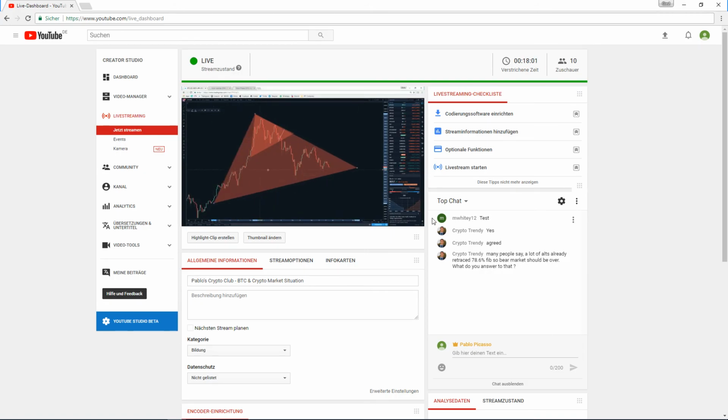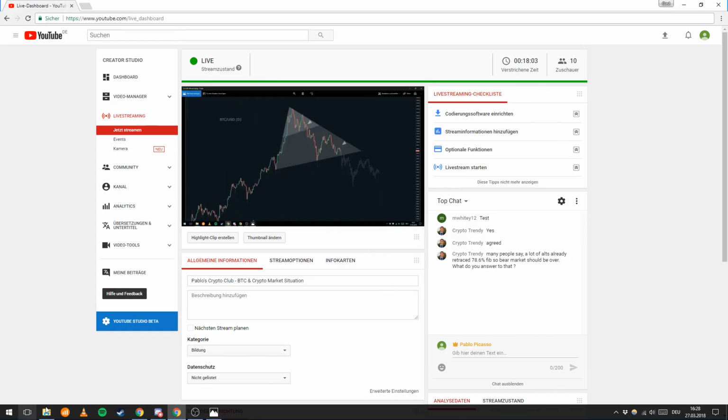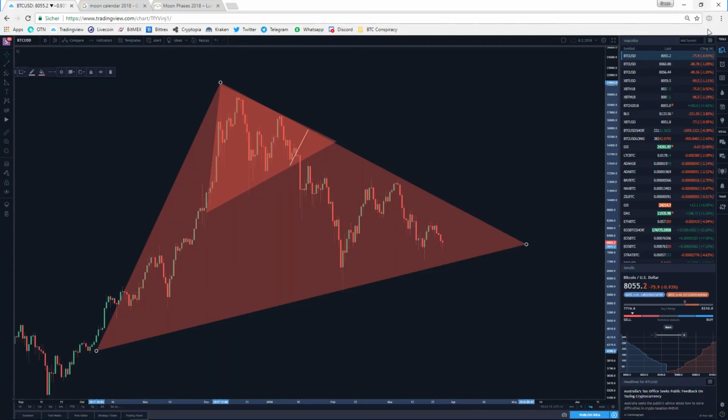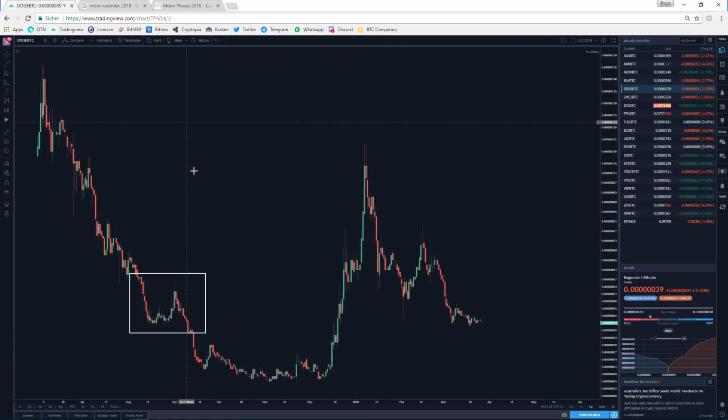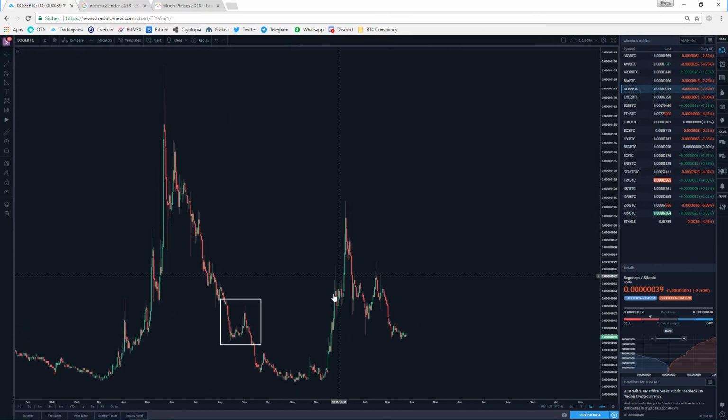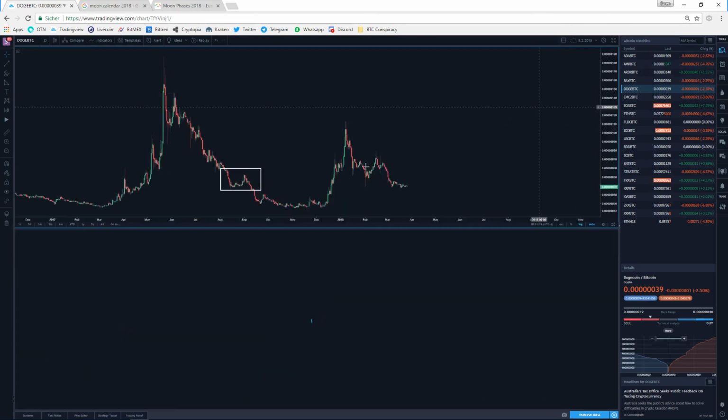Well, that's an interesting question with the alts. I generally looked at a lot of alts. Doge has been a really, really good indicator for where we are in the alt market cycle. In my opinion, we're having this small little pump like we had in September as well. Maybe we can compare this with Bitcoin.